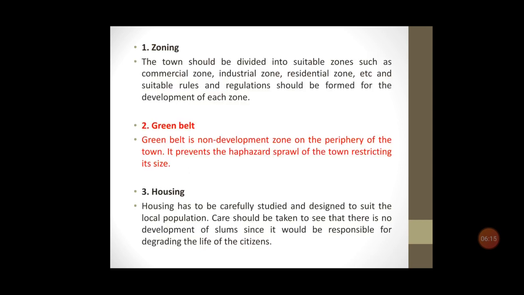The first is zoning. The town should be divided into suitable zones such as commercial zone, industrial zone, residential zone, etc. And suitable rules and regulations should be formed for the development of each zone. Second is the green belt. Green belt is a non-development zone on the periphery of the town. It prevents the haphazard sprawl of the town, restricting its size.